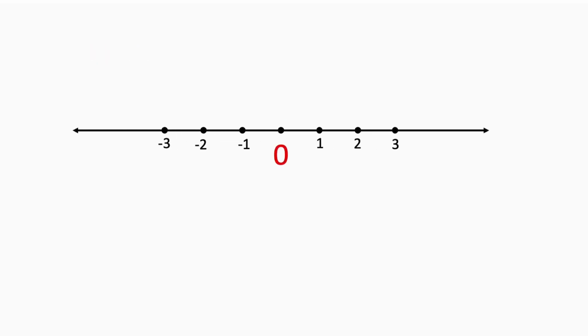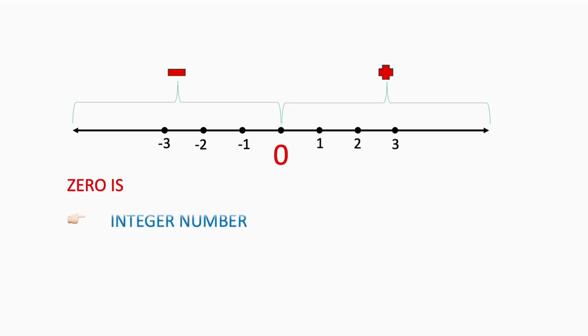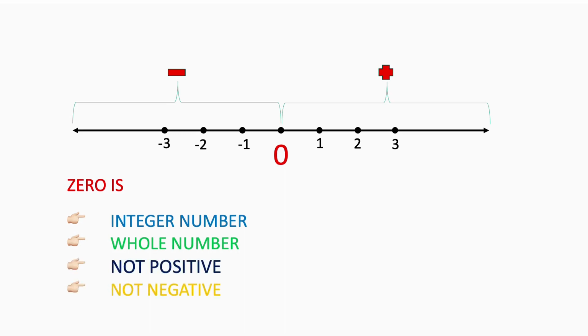All numbers on the right side of the origin are positive, and all numbers on the left side of the origin are negative. Well, what about 0? Good question. 0 is an integer number, which means that it has no decimal section or the decimal part is 0. In other words, 0 is a whole number, but it's not positive nor negative.